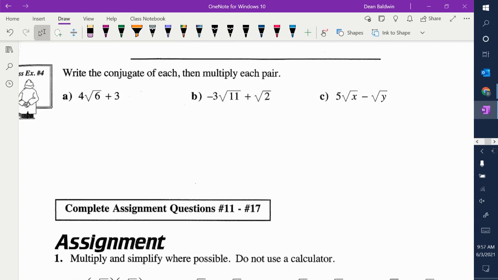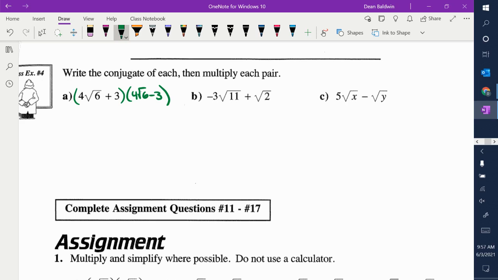It's the last bit of this lesson. So, write the conjugate of each, then multiply each pair. So, the conjugate of 4 root 6 plus 3, what is the conjugate of that? That's it. It's 4 root 6 minus 3. Same numbers, just change it. If it was positive, make it negative. If it was negative, make it positive. Now we have to multiply them out.